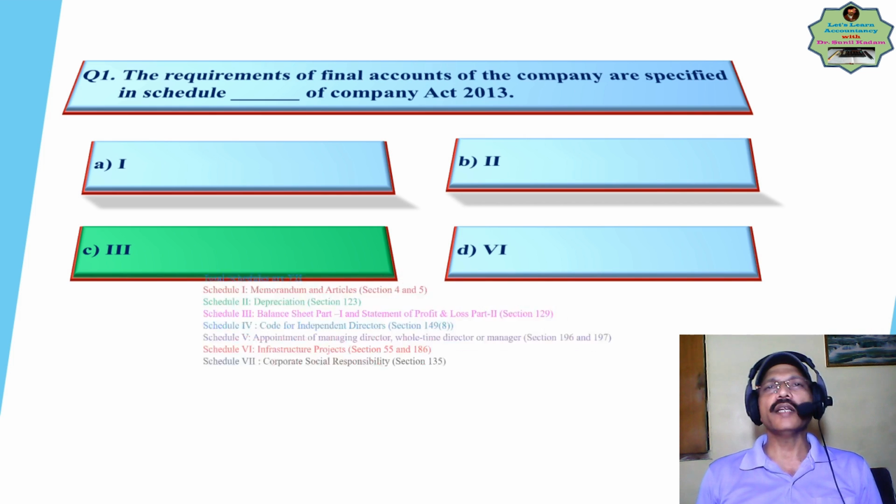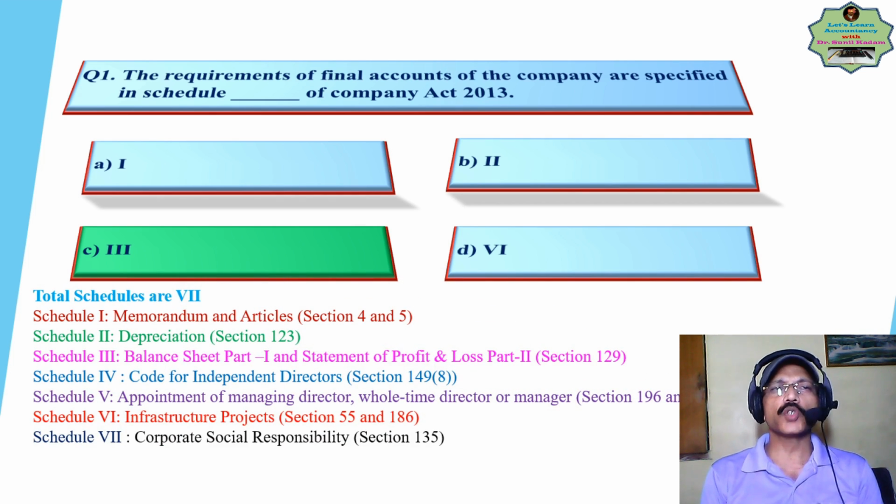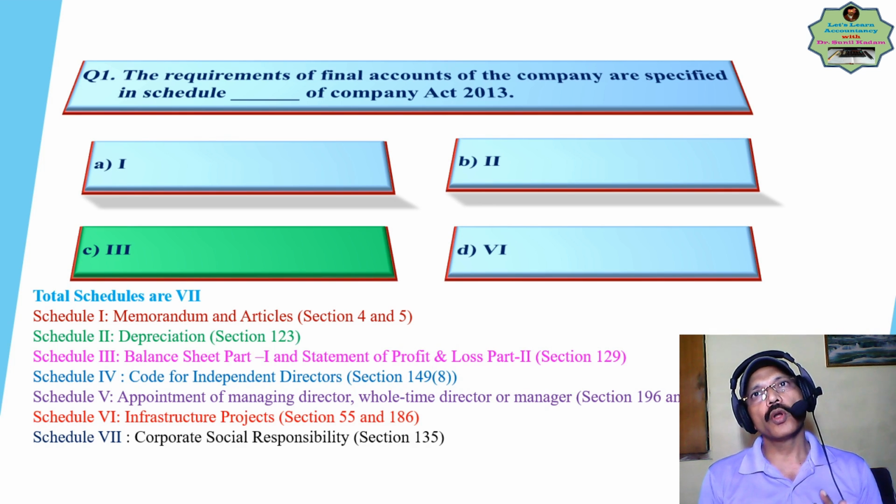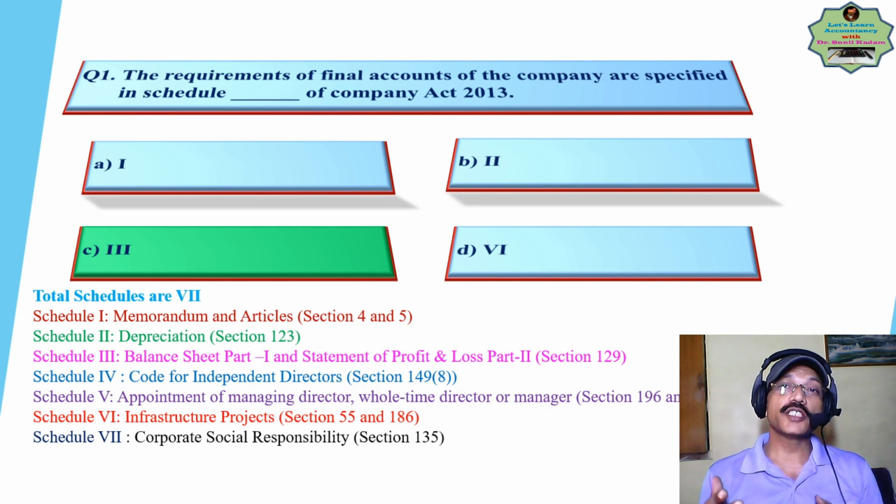Why? Schedule 1 is about the memorandum and articles of the company, whereas the second is for depreciation, the third is what we have already discussed, the fourth is for the code for independent directors, the fifth is for the appointment of a managing director, the sixth is for infrastructural projects, and the seventh is for corporate social responsibility, CSR.